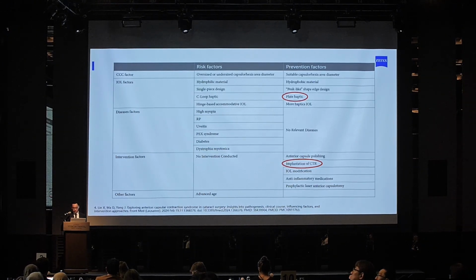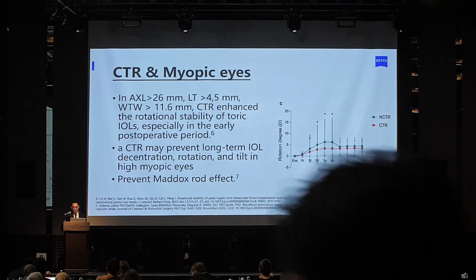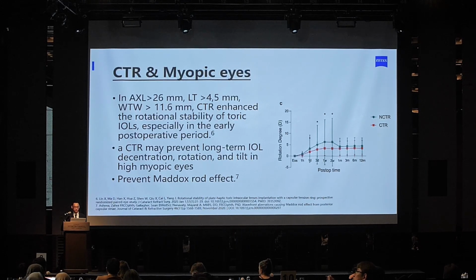So the preventive factors I want to mention are the use of a plate haptic IOL and the implantation of an additional CTR in high myopes or high-risk patients. We know that the CTR will enhance the rotational stability of the toric IOL, especially in the early post-operative period, especially in high-risk patients like high myopes.